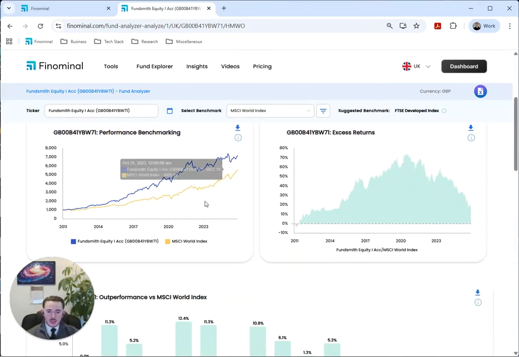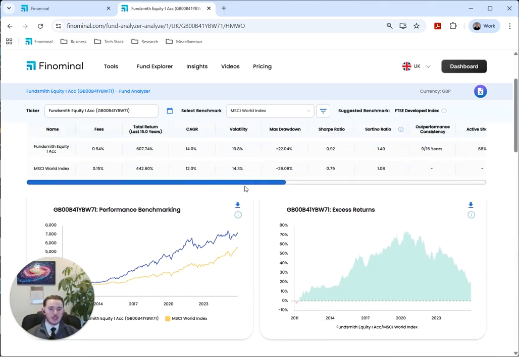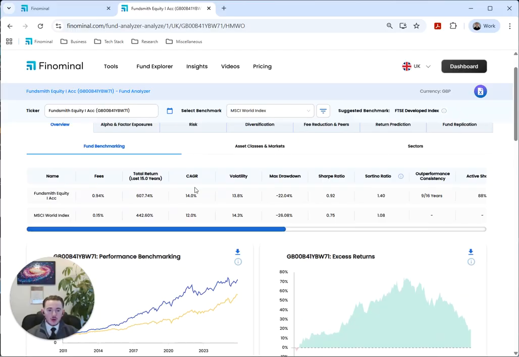And straight off the bat, we can see the Fundsmith Equity Fund has considerably outperformed the MSCI World Index since inception. Compound annual growth rates at 14% versus 12%, lesser volatility at 13.8% versus 14.3%. It's also seen a lesser max drawdown at just over 22% versus just over 26%, and a higher Sharpe ratio at 0.92 versus 0.75. So across all those metrics shown, we can see the Fundsmith Equity has outperformed its benchmark.